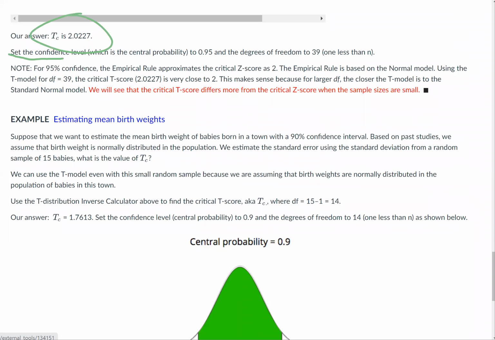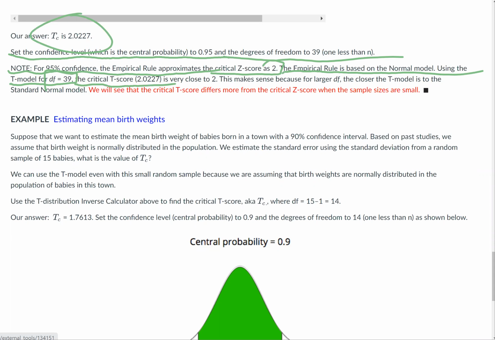We set the confidence level, which is the central probability, to 0.95. That's another way of writing 95%. And the degree of freedom to 39, which is 1 less than n, 40. Note that for 95% confidence, the empirical rule approximates the critical z-score as 2. The empirical rule is based on the normal model. Using the t-model for degrees of freedom equals 39, the critical t-score is 2.0227, which is very close to 2.